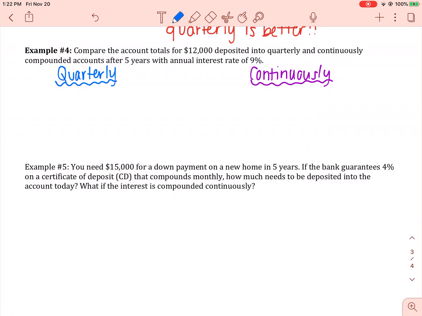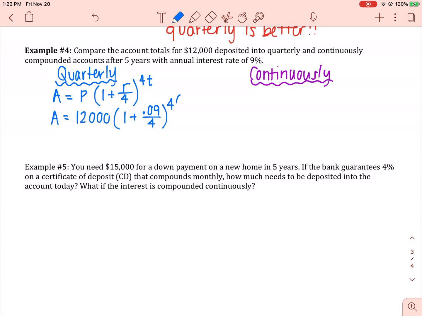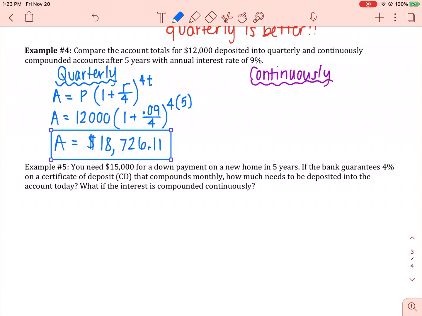Let's go to our formulas. Quarterly is going to be A equals P times 1 plus R. I'm already going to put over 4 because I know quarterly you have to put 4. So that's my formula. Let's plug in what I know. I know that the principal is $12,000. I know my rate is 9%, but I'm not going to write the percent. I'm going to write the decimal. And I know the year is 5. Typing that into your calculator, well, $18,726.11. That's how much you would have if you compounded quarterly.